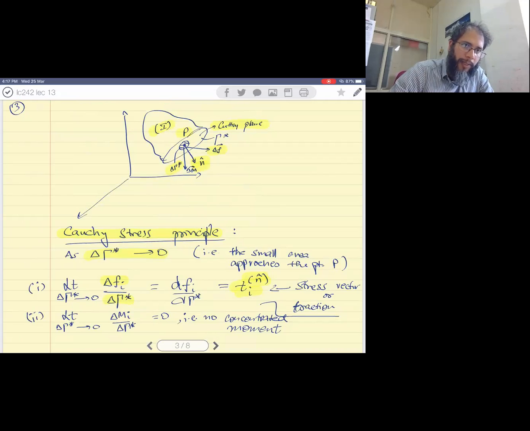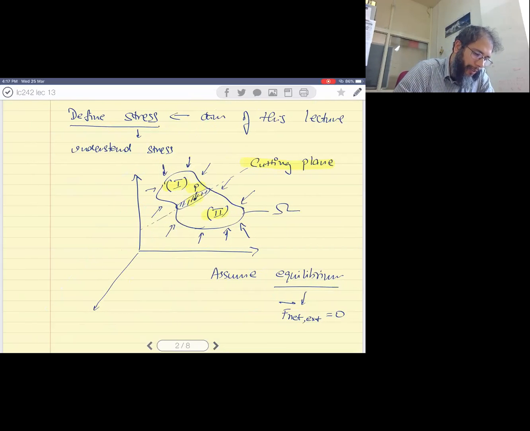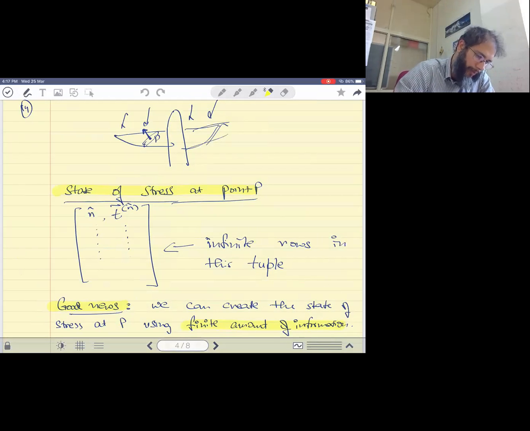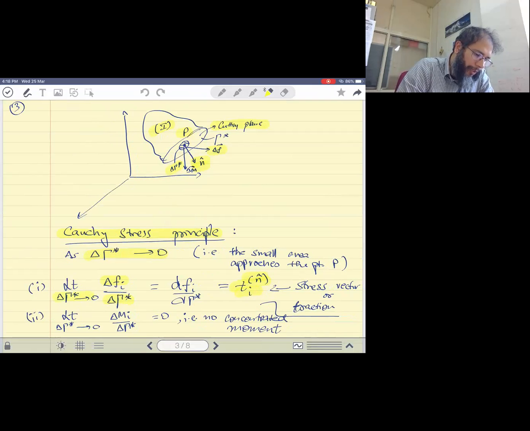Can you see the slide which is on the screen? Yes, I can see. Here we take a very small area, delta gamma star, and we try to find the sum of all the forces acting because of the hypothetical part 2 on part 1 of the body. In the limit that delta gamma star tends to 0, the ratio of delta F, the sum of the forces acting on delta gamma star, to the area delta gamma star has a limit called the stress vector.